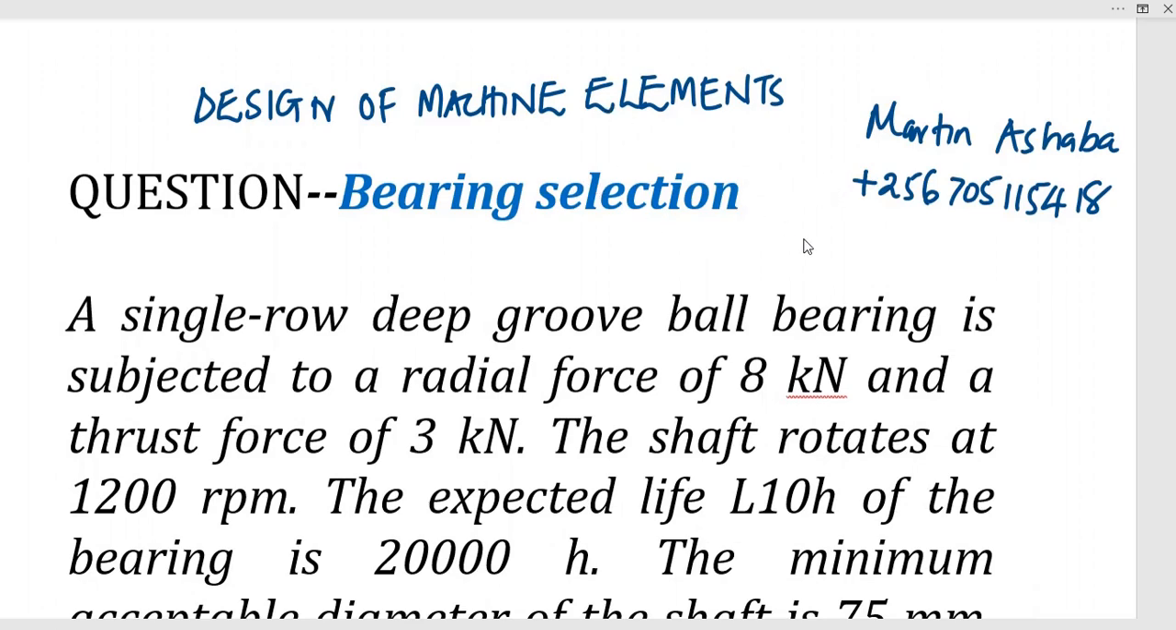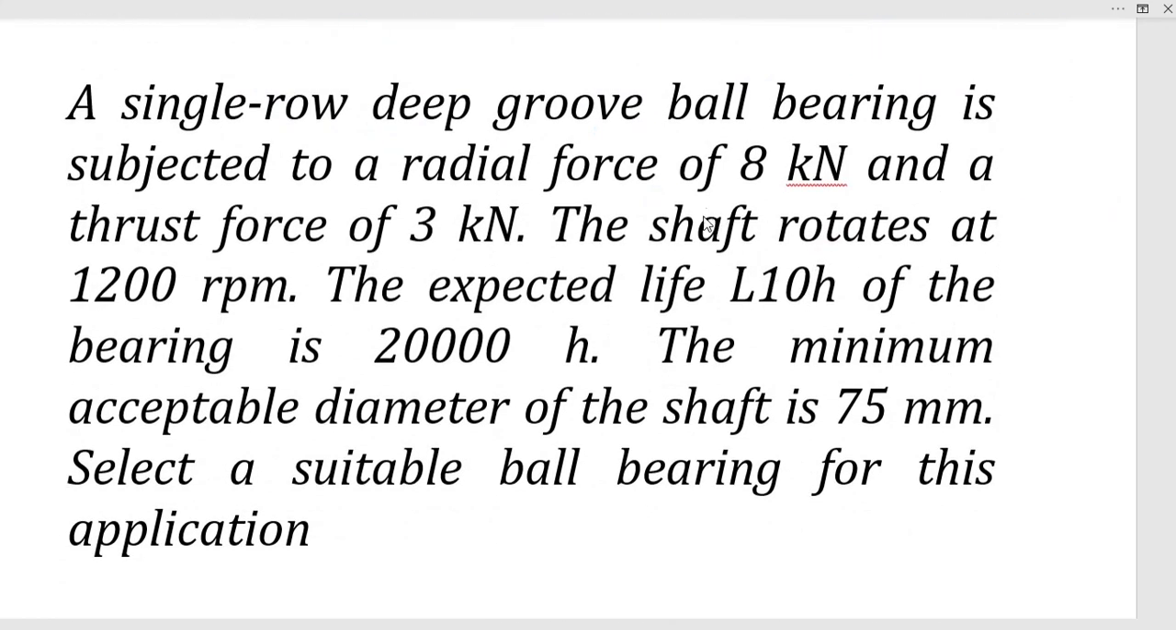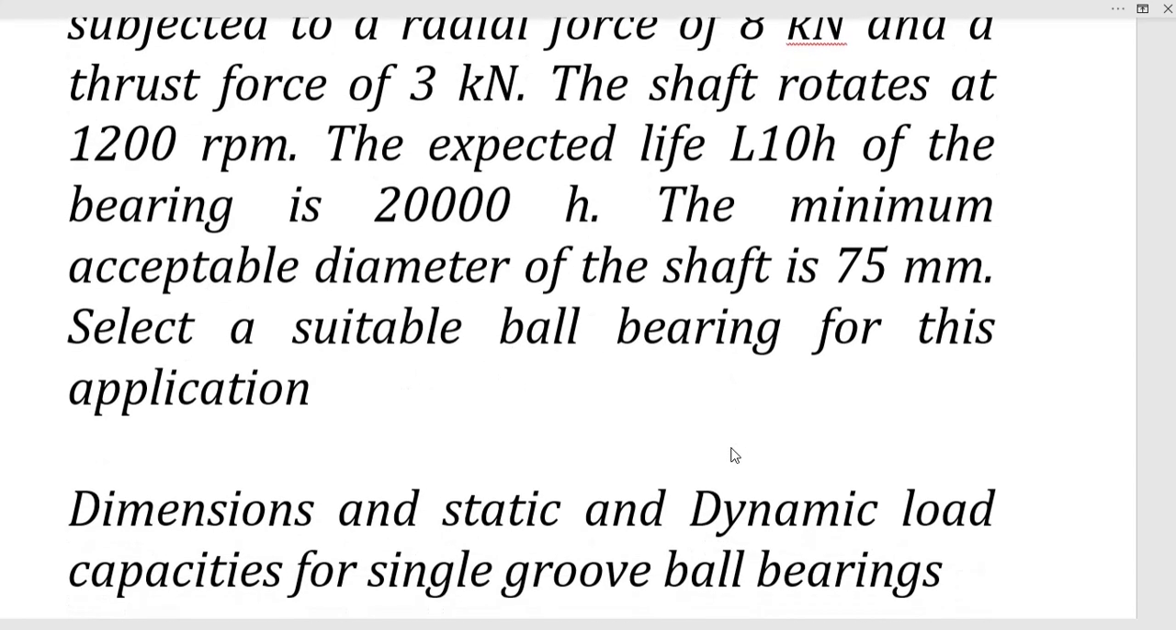In this lecture, we are looking at bearing selection. The guiding question says a single row deep groove ball bearing is subjected to a radial force of 8 kilonewtons and a thrust force of 3 kilonewtons. The shaft rotates at 1200 rpm. The expected life L10H of the bearing is 20,000 hours, and the minimum acceptable diameter of the shaft is 75 millimeters. Select a suitable ball bearing for this application.